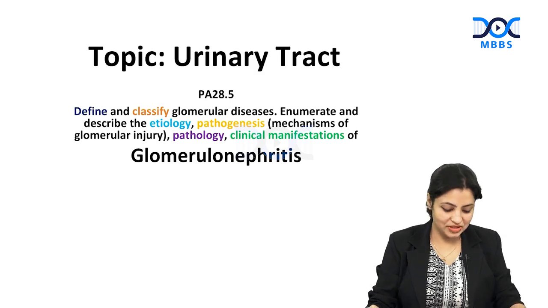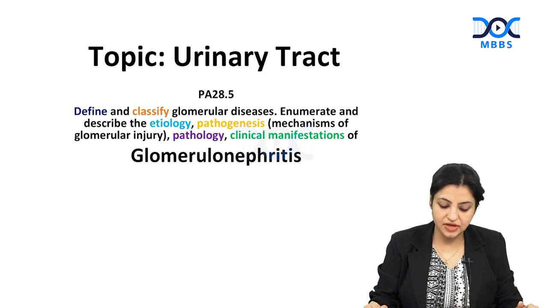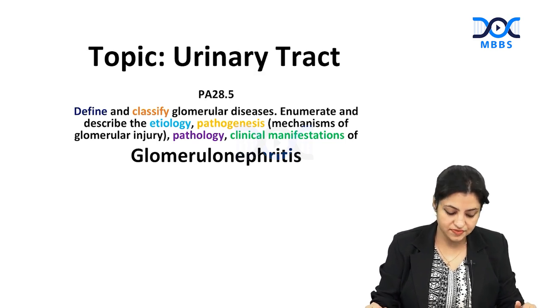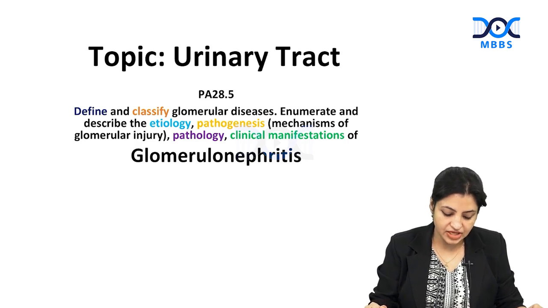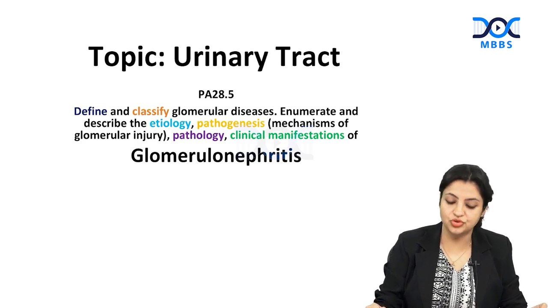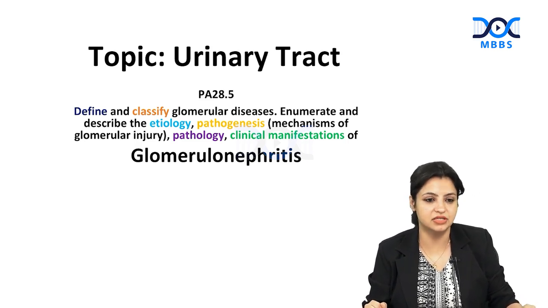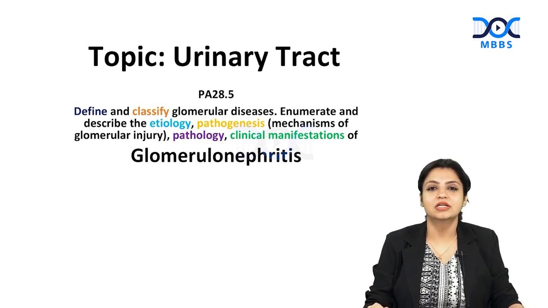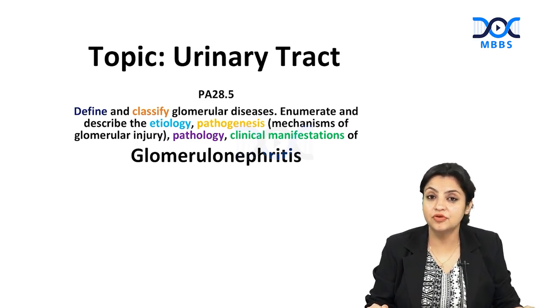Let's look at this competency number 28.5. This is define and classify the glomerular diseases. So, we have to classify the glomerular diseases first, and then we have to describe the etiology, pathogenesis, pathology and clinical manifestations of glomerulonephritis. Students, somehow the NMC has missed out the nephrotic syndrome.